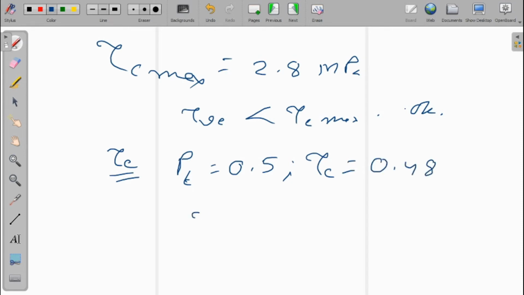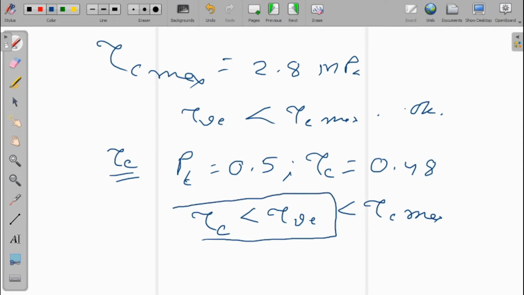That means tau c is less than tau Ve, which is less than tau c max. First of all, both should be less than tau c max, so it is satisfying. Second one, it is saying tau c is less than tau Ve. It means we need to provide the shear reinforcement. So both longitudinal and transverse reinforcement for torsion is to be provided. If tau c is more than tau Ve, then you don't need to provide shear reinforcement.